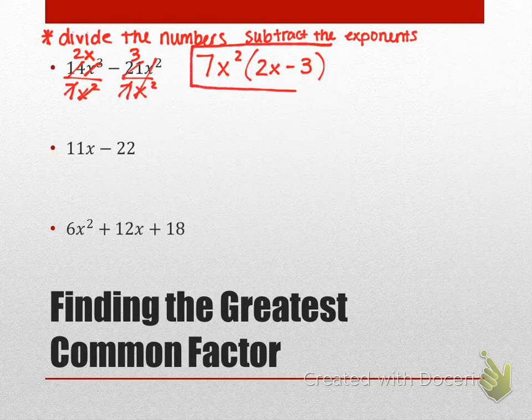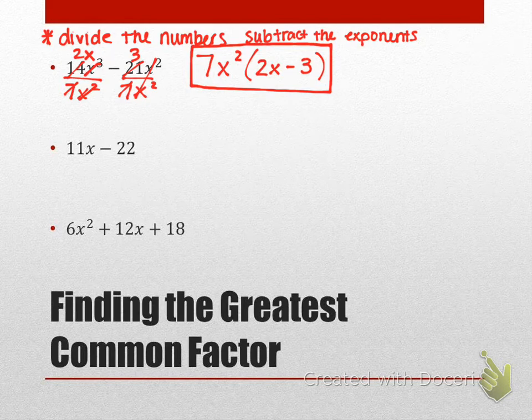How would I check this problem? Very good. Distribute it properly. If I were to distribute that 7x squared, you would come up with the exact same answer. That's why I'm saying people who totally drop off the GCF, they forget about it, they just have 2x minus 3. Well, how could I ever check that? That would never check out to the original problem. Okay?